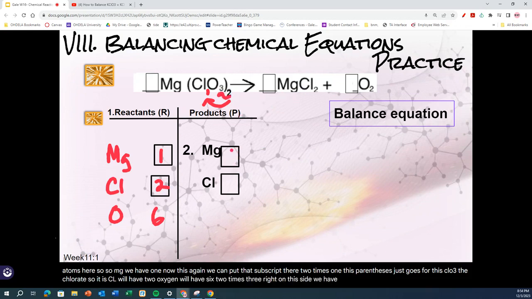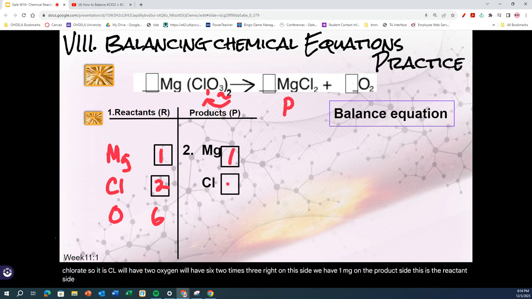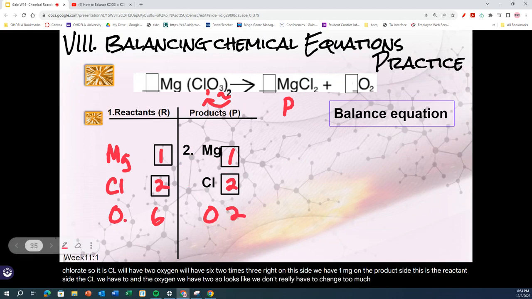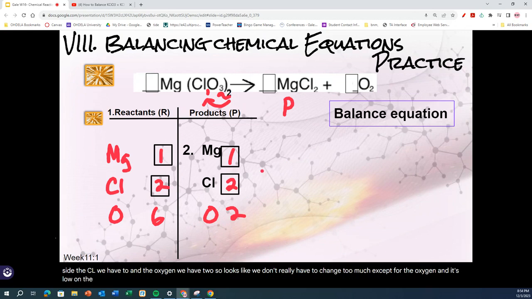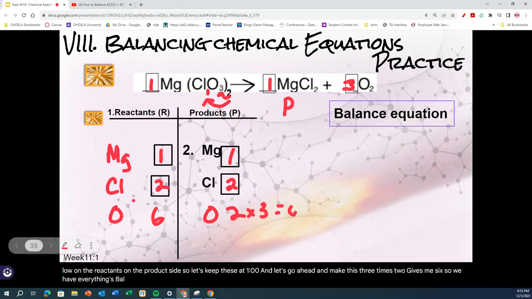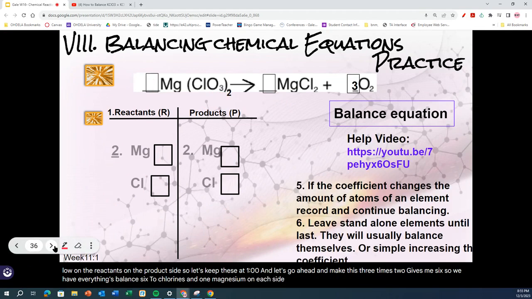Right, on this side we have 1 Mg on the product side. This is the reactant side. The Cl we have 2, and the oxygen we have 2. So it looks like we don't really have to change too much except for the oxygen, and it's low on the product side. So let's keep these at 1, and let's go ahead and make this 3 times 2, which gives me 6. So everything's balanced: 6 oxygens, 2 chlorines, and 1 magnesium on each side.